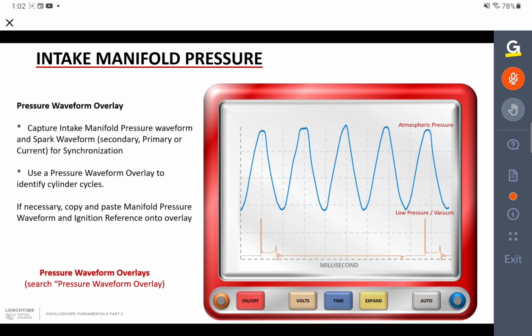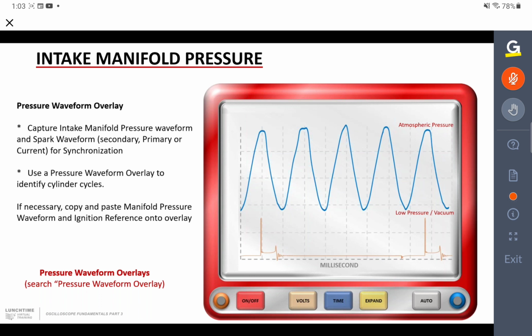So there's our theoretically good waveform. Atmospheric pressure at the top, low pressure at the bottom. There's our cylinder 1 spark there, and cylinder 1 spark there. So there's our 4 cylinders. And it's still really trying to figure out which of those troughs corresponds to which induction stroke on which cylinder. It's probably fairly easy to work out on a 4-cylinder engine, but if you've got a 6 or an 8 or a 12-cylinder engine, it's a nightmare to try and figure it out.